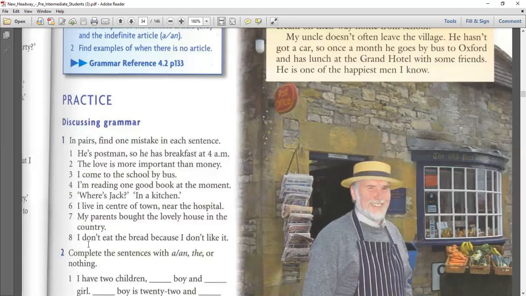I don't eat the bread because I don't like it. We can say I don't eat bread. We have to delete the. I don't eat bread because I don't like it. This is for this recorded lecture. I have explained the first lecture and second lecture, and inshallah in the next recorded lecture I'm going to explain lecture number 3 and lecture number 4. Till that time, I wish you keep well and have a nice day.